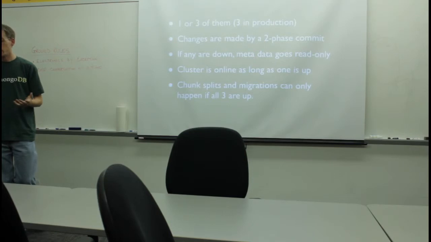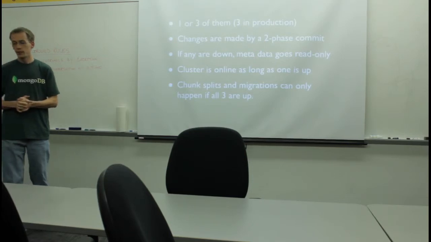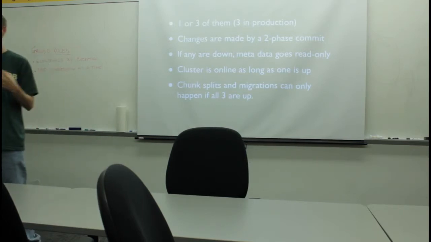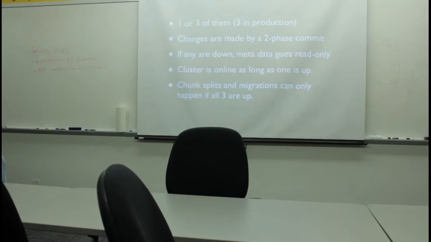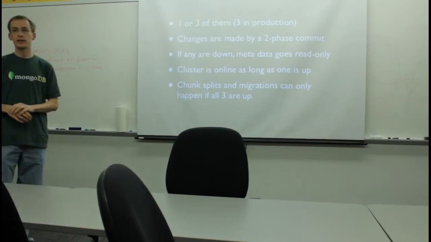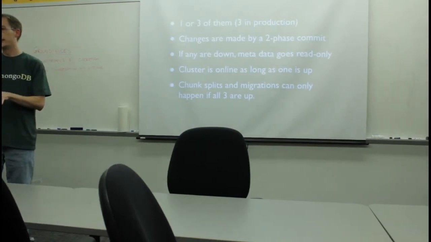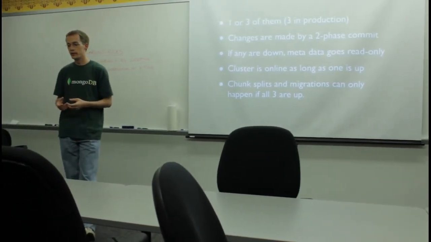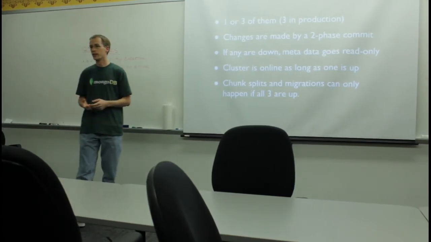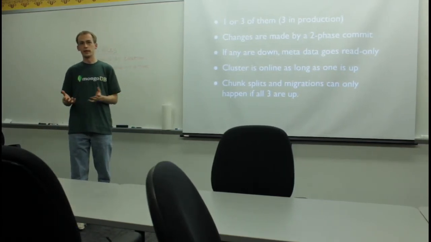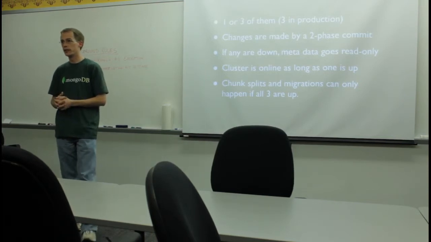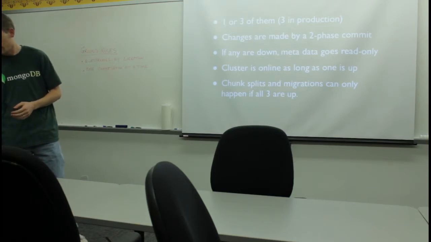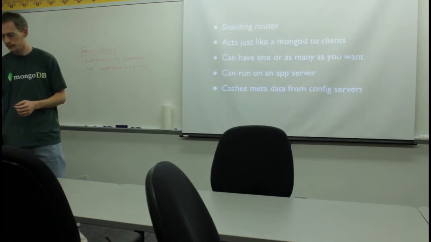So a cluster can be online as long as it has 1 config server up and running, but no splits or migrations will happen unless all 3 of them are up, so that it knows that it has good, solid, consistent data. And the reason this is so important is because, remember, this is the only way that the MongoDB process knows where your data lives. So if there's corruption in the config servers, it's going to have no idea where your data lives, and it's essentially useless to you at that point. You can't query it. So it's very important. That's why there are these kinds of restrictions on the config servers.